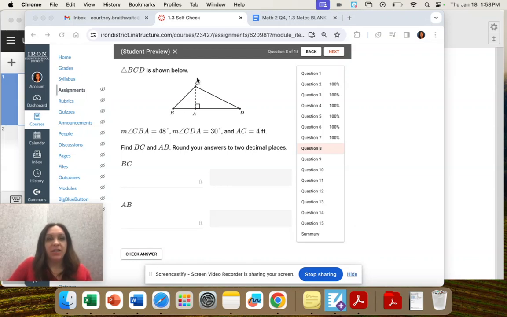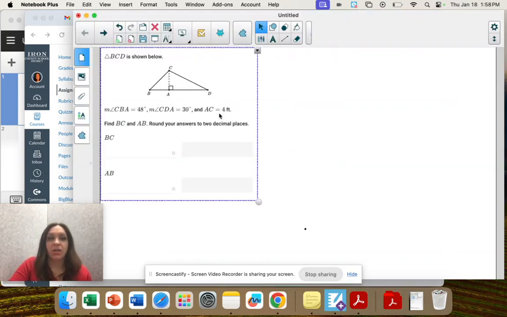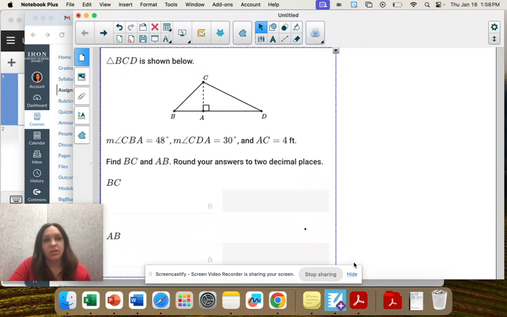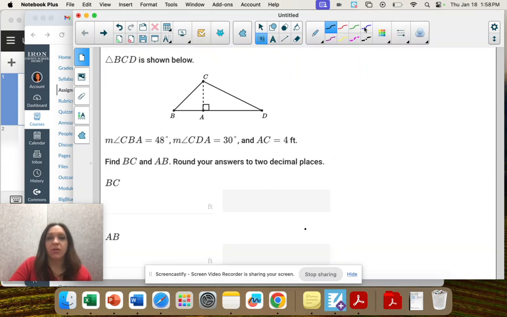Okay, we have triangle BCD, which is shown, and then they give us some information. So I'm going to write that information on here, and then we can see what we're solving for. Measure of angle CBA is 48. Measure of angle CDA is 30. And AC is 4, so we're given the height. We want to find BC, which we'll call X, and AB, which we'll call Y.